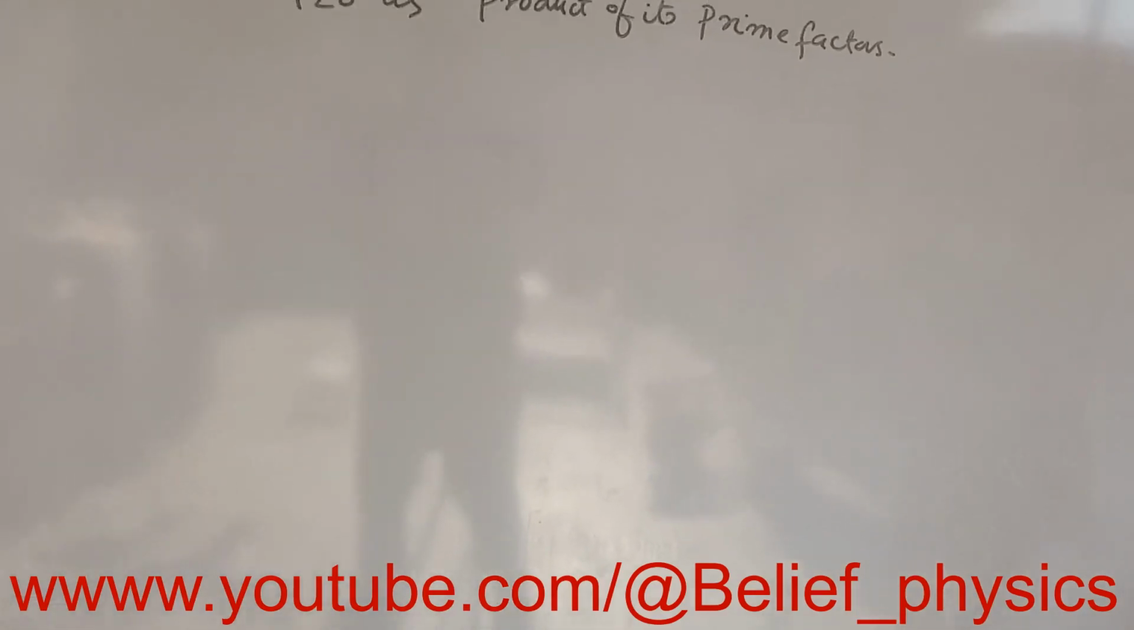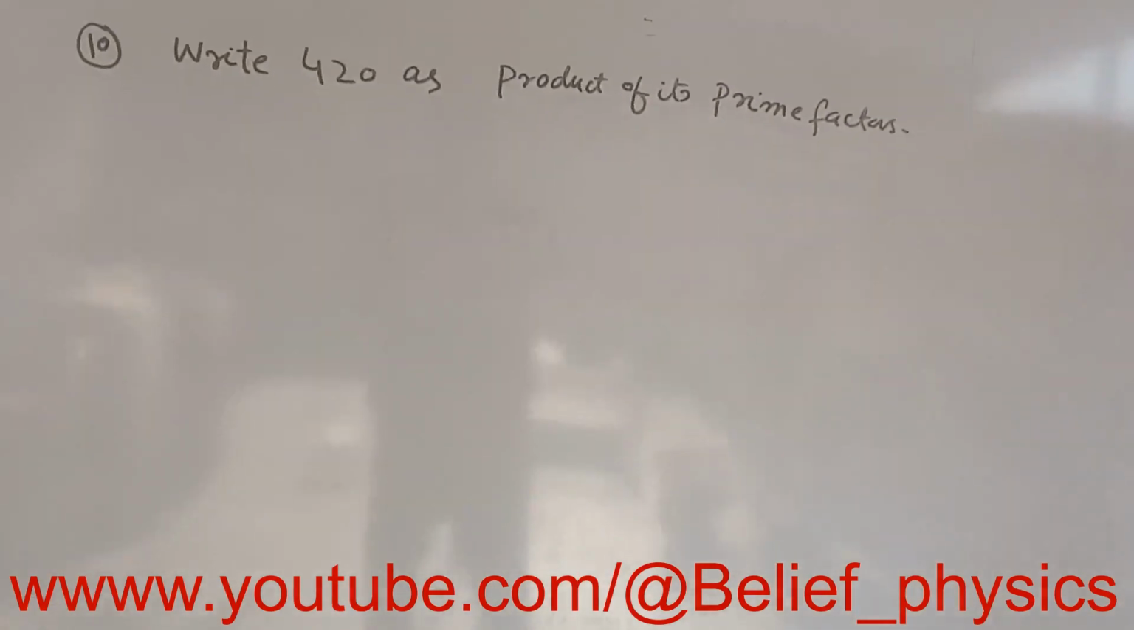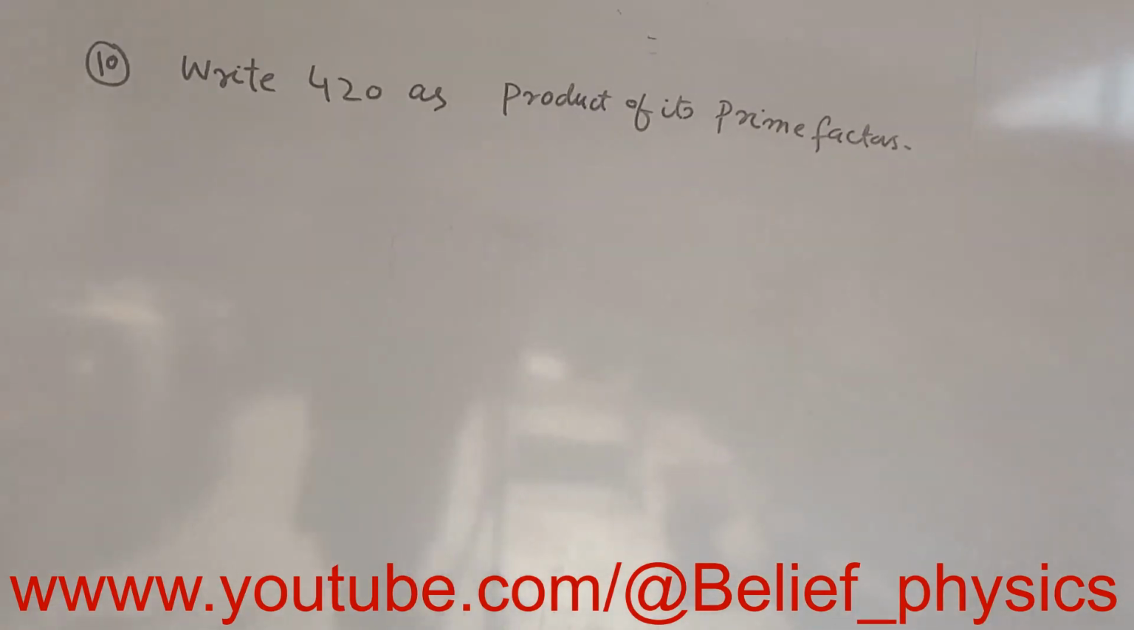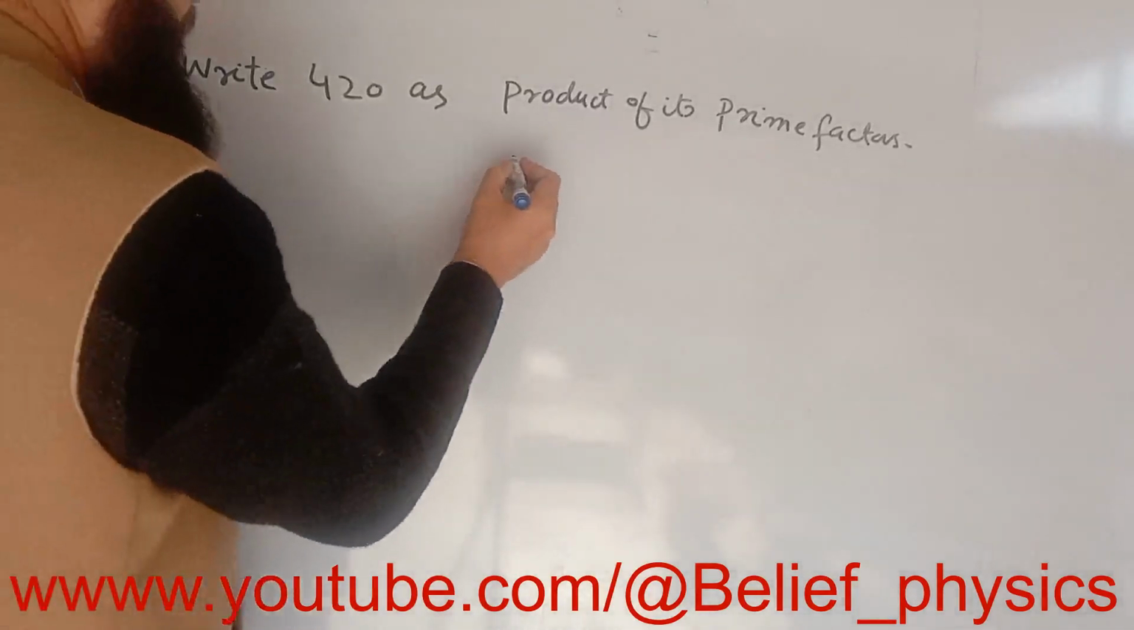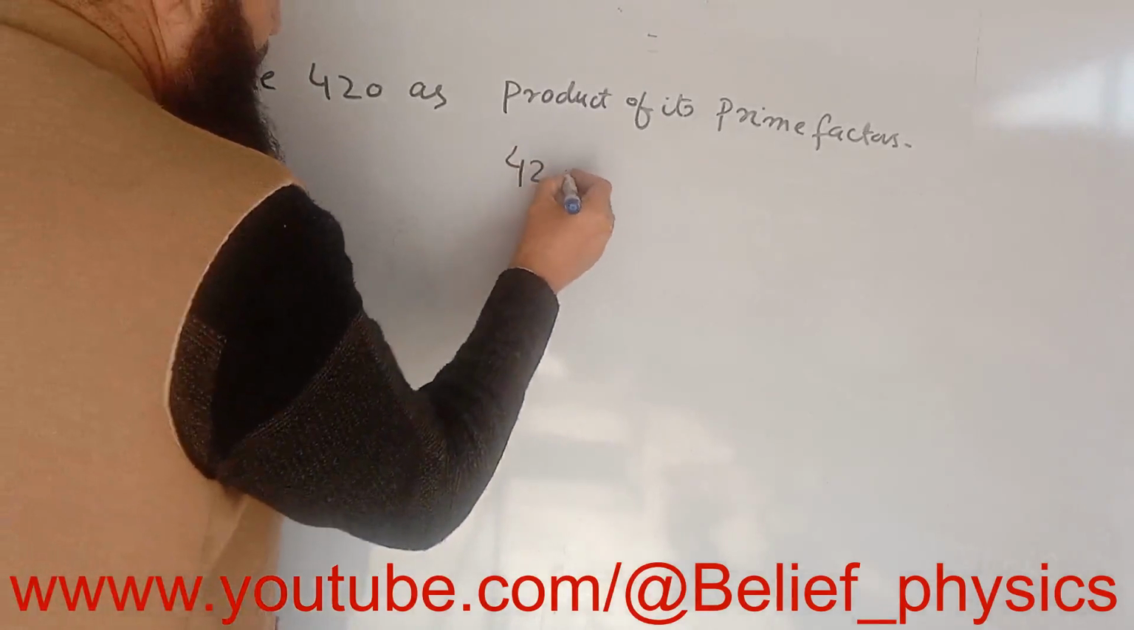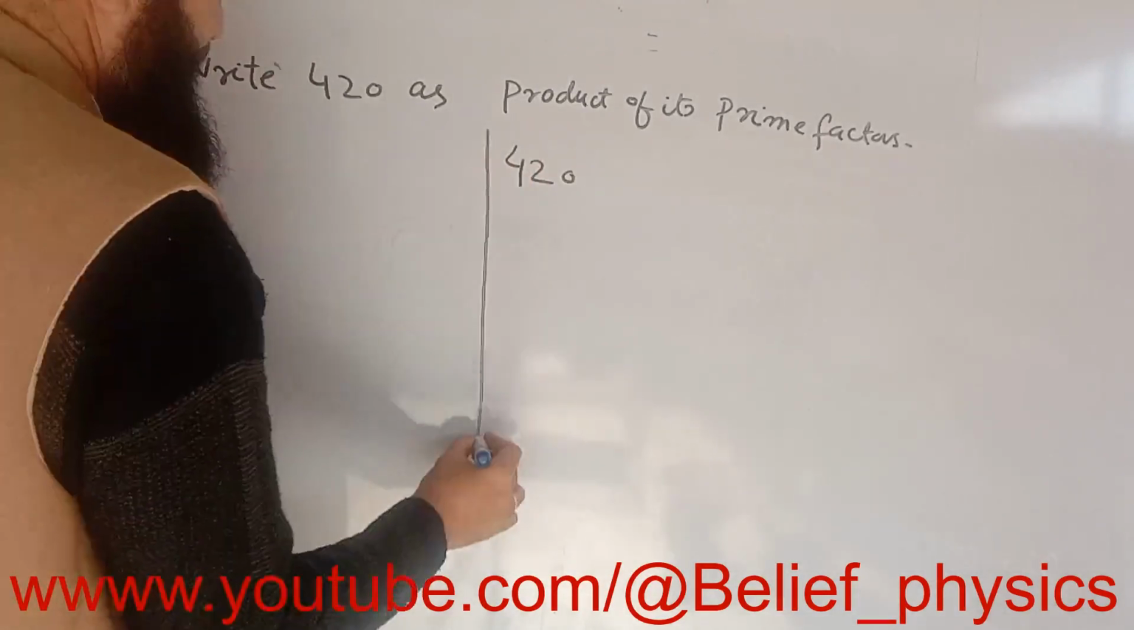We were solving November 2022 Paper 1, and we have solved 9 questions. The 10th question is: write 420 as a product of its prime factors. So we have to write 420 as a product of its prime factors. The method is we will write 420 and divide it by prime numbers.